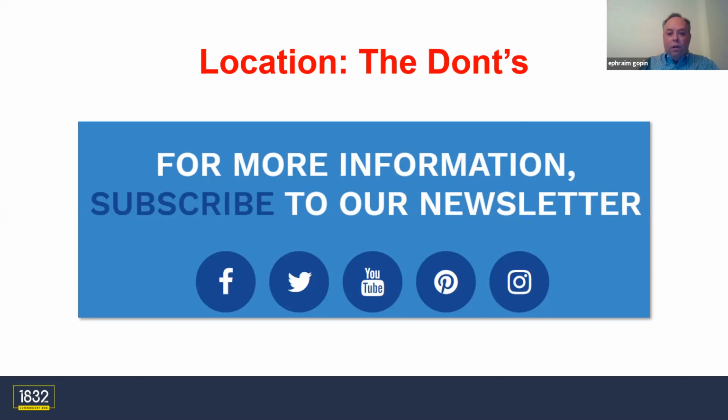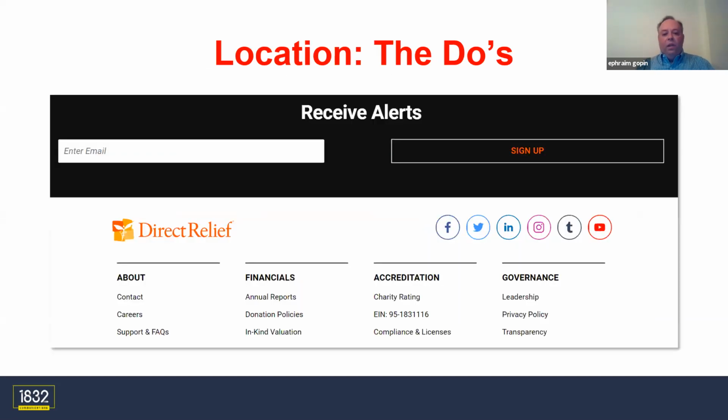So what should it look like? Let's look at Direct Relief for a second. It's right on top of the sitemap. It's in a different color. The sign up is in orange, which is the color of their brand. There's enter email. It's very clear. You can see it. Sign up. Done.